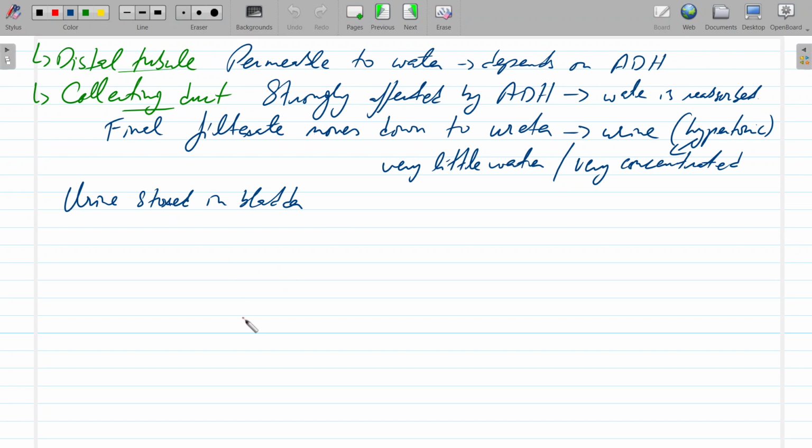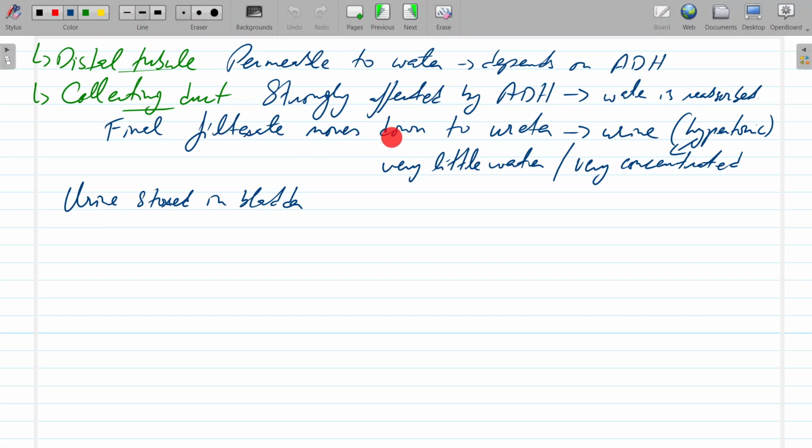and the collecting duct. The distal tubule is permeable to water, but that permeability depends on ADH and the collecting duct as well. It is strongly affected by ADH, and water is reabsorbed from both of these. The final bit of water, the fine tuning of the water reabsorption that needs to happen, happens at the distal tubule and the collecting duct. And both of these are under the effect of ADH, which is the antidiuretic hormone.